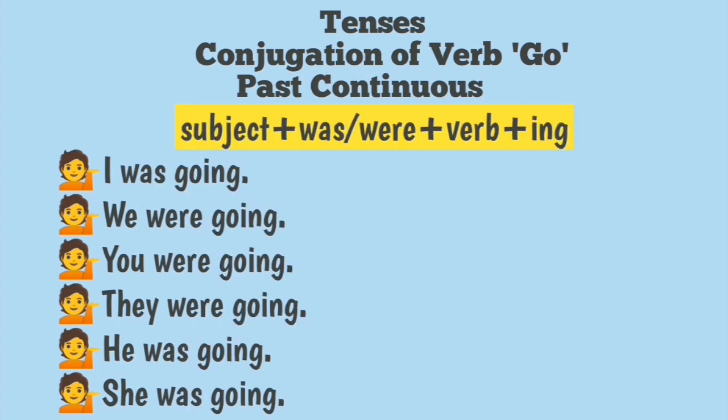Past continuous tense. Sentence construction: subject plus was or were plus verb plus ing. Examples: I was going, we were going, you were going, they were going, he was going, she was going. If the subject is first person singular number or third person singular number, auxiliary was is used. And if the subject is other than first person singular number and third person singular number, auxiliary were is used.